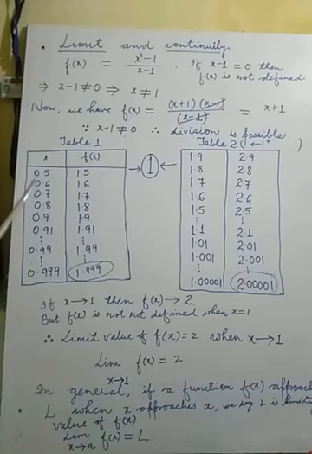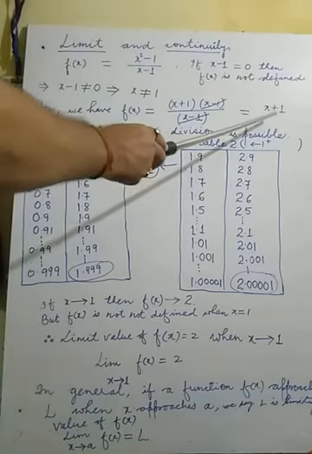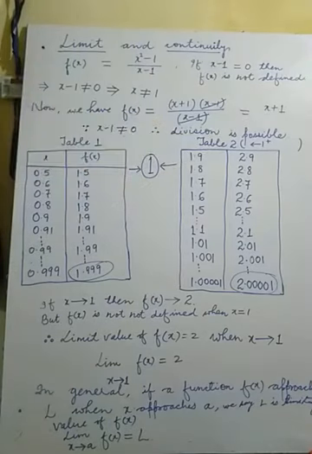You may observe one table here. The value of x is mentioned here, and this is the value of the function. So f(x), after simplification, equals x plus 1. In the first column we mention the value of x, and in the second column the value of f(x). If we change the value of x, ultimately the value of f(x) will change. It means the value of the function depends upon the value of x.